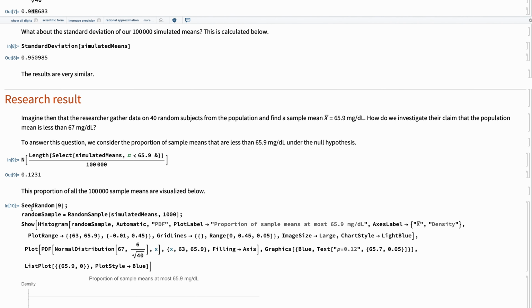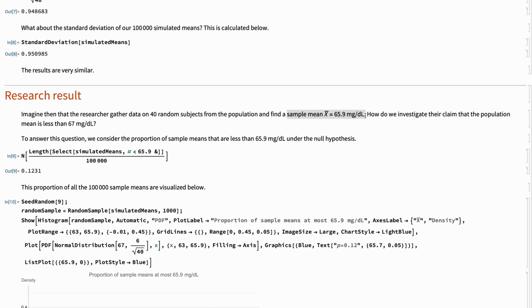So let's start thinking about this idea of hypothesis testing. What are we trying to say here? The claim was that the population mean is less than 67. Now what we're going to suggest is that these researchers go out and select 40 random subjects and calculate a mean for those 40 values. Let's imagine they get a sample mean of 65.9. I've just seen a picture of what that distribution of means is going to be, and I have to think, where does this mean fall compared to those 100,000 means, or this distribution under the null hypothesis using the central limit theorem?